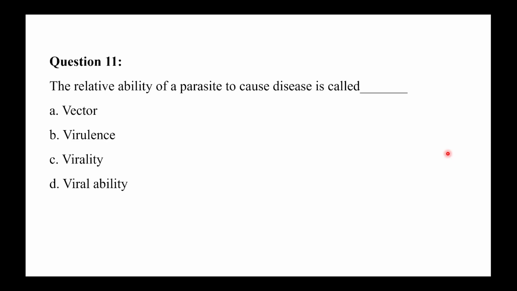Moving to the next question. The relative ability of a parasite to cause disease is called option A, vector, option B, virulence, option C, virality, and option D, viral ability. Relative ability of a parasite to cause disease is called vector, virulence, virality, viral ability.